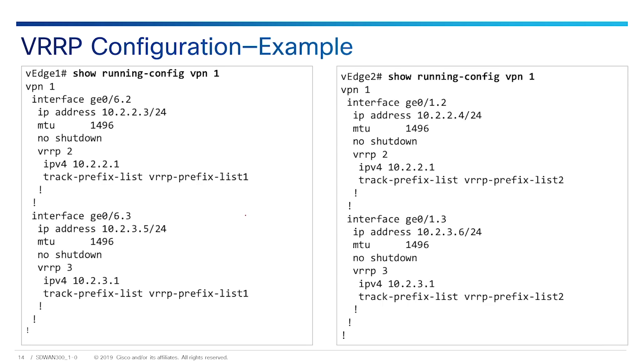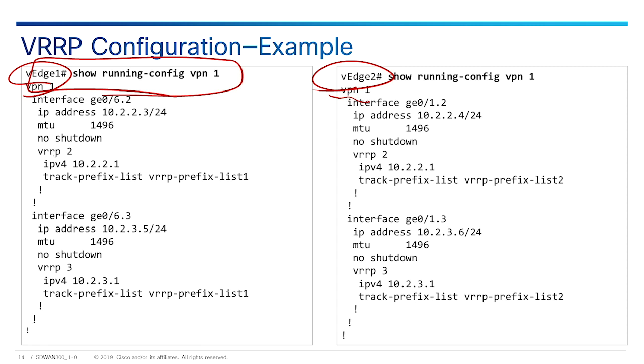All right, and here's a VRRP configuration example. We have interfaces. So we're looking at VPN 1, which is an inside service VPN. This is vEdge 1 and this is vEdge 2. Here's our VRRP group number. Notice those have to match, otherwise the two of them will not participate in VRRP together. Here's our virtual IP address. Remember, it's the same. Notice that these two are on the same layer 3 subnet, so they're able to talk directly to each other.